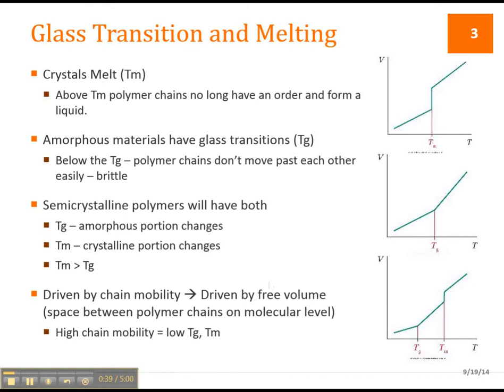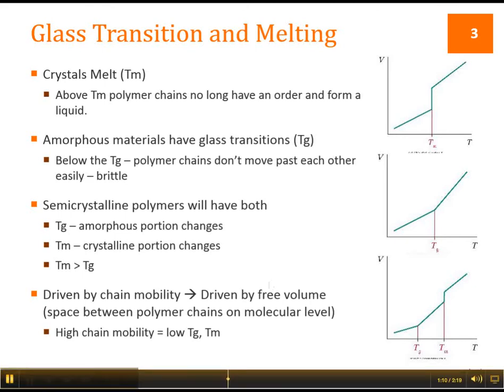Amorphous materials don't melt because they have no order to begin with. What they have is what's called a glass transition point. So there's a glass transition point below which the polymer's chains don't have enough energy to move past each other very easily. And that makes the material brittle, and that's why it's called glass. So below this point, it's like glass in that it's brittle, and above this point, it's more like the typical soft plastics that we know, or rubbers, where the polymer chains can move past each other fairly easily, and so things are flexible.